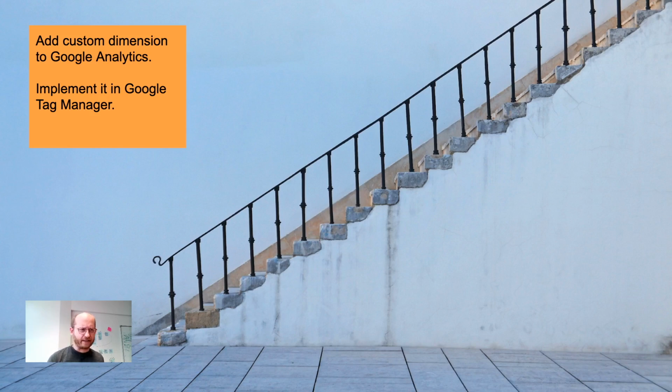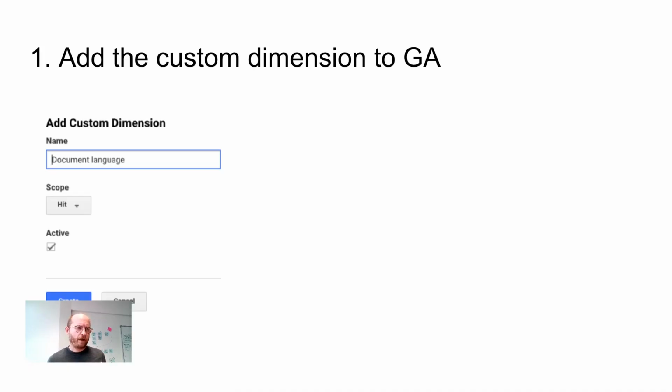Let's have a look at the exact steps you should take for this. So, first, you need to add the custom dimension to Google Analytics. You will find the settings in the admin side of the Google Analytics. Look at the property settings, and on the bottom of the screen you will find the custom dimensions and custom metrics, and just add here custom dimensions, give them a name, define them as hit scoped.